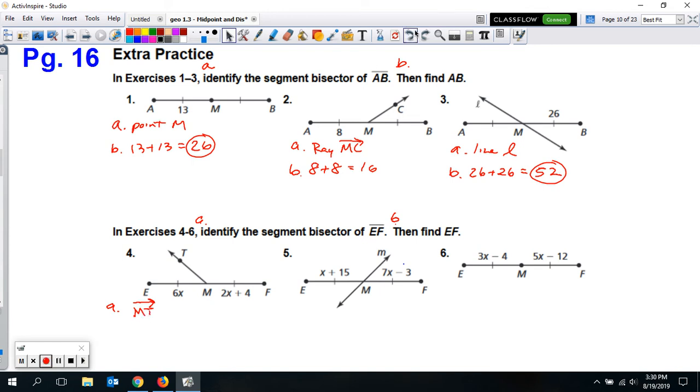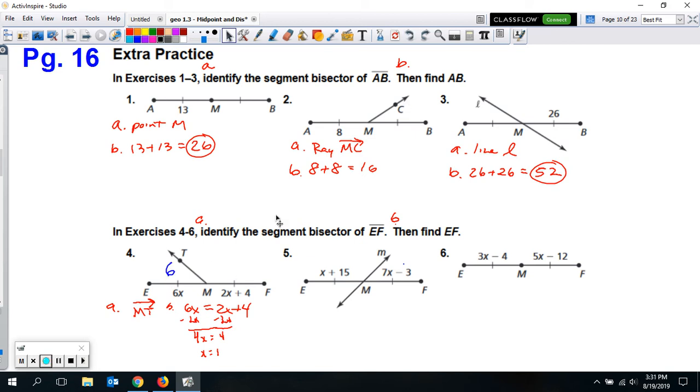And then for the B part, since these are both equal, they're congruent, we can set these two expressions equal to each other. So 6x is going to equal 2x plus 4. Now we can subtract 2x to solve for x. And so it's going to give us 4x is equal to 4, divide by 4, so we could find that x equals 1. So if we know x equals 1, and we plug 1 into 6x, that just makes this side 6 over here.